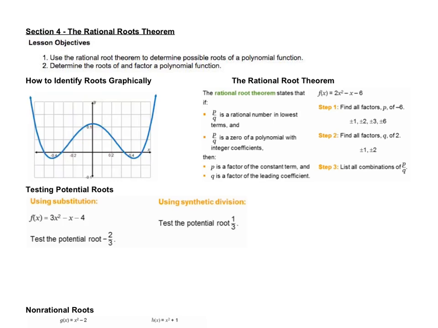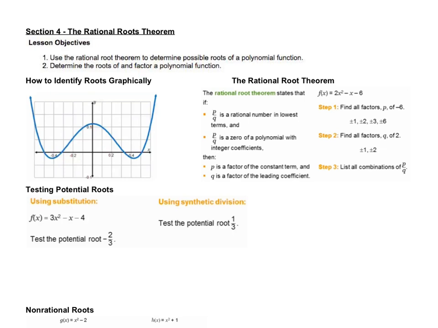Hello and welcome back to section 4, and this is a section about the rational roots theorem, okay? And what we want to do is use the rational roots theorem to determine the possible roots of a polynomial function. And we also want to determine the roots of and factor a polynomial function.